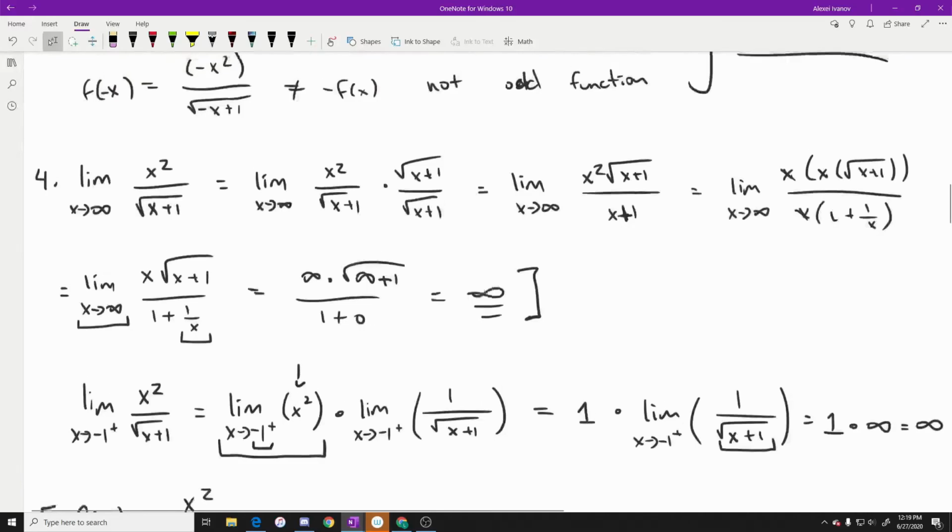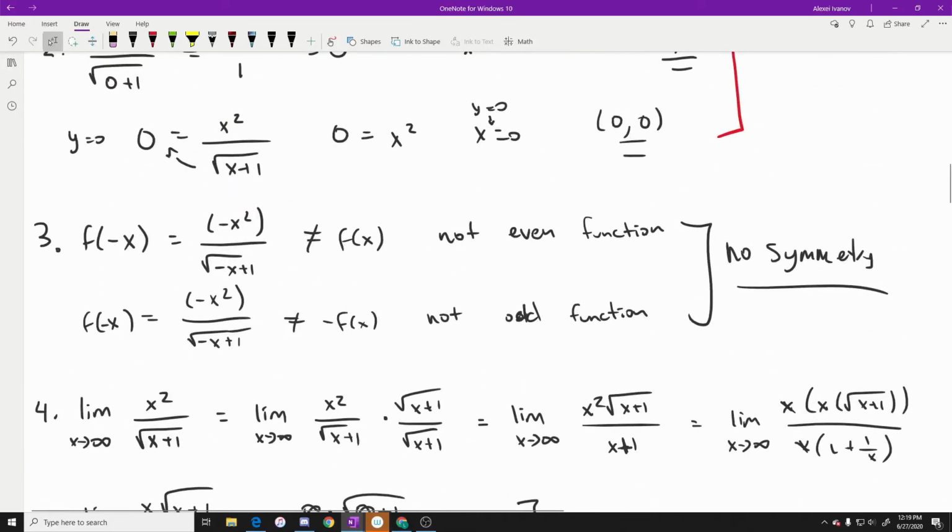Back up to step number 3, we see that we don't have a symmetrical function, so there's nothing for this one to plot. It's just a side note to us that we're going to keep in the back of our mind. And if we draw something that looks symmetrical, we know it's going to be wrong. So let's just keep that in the back of our mind.